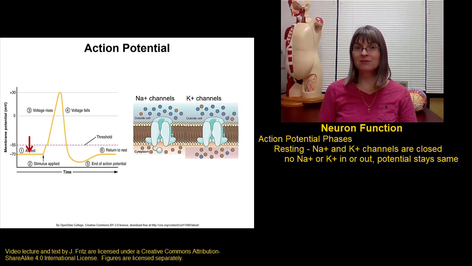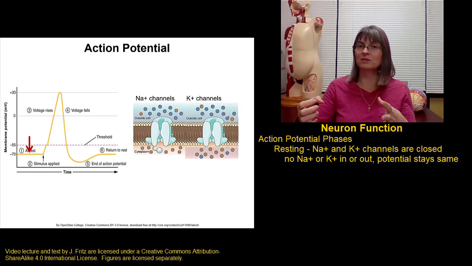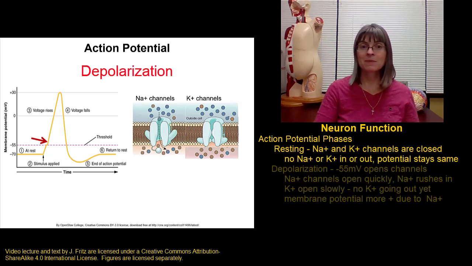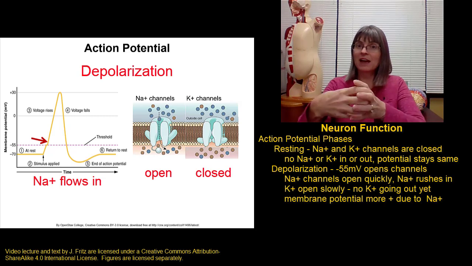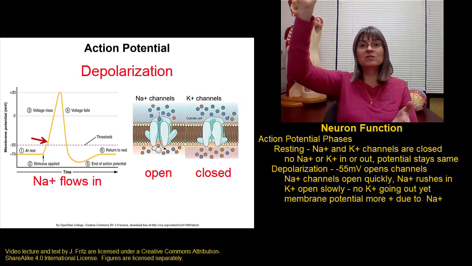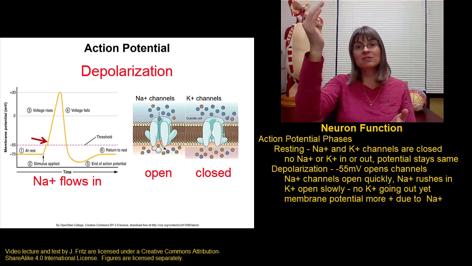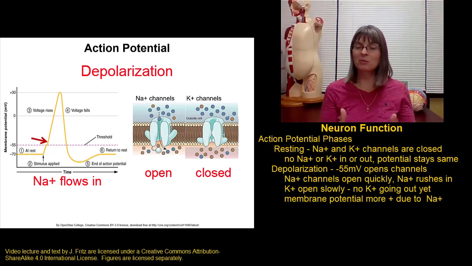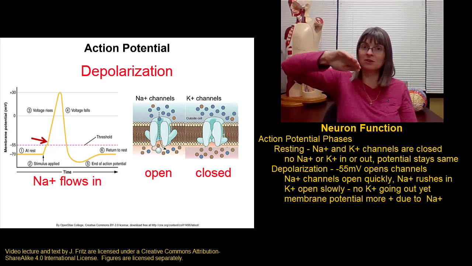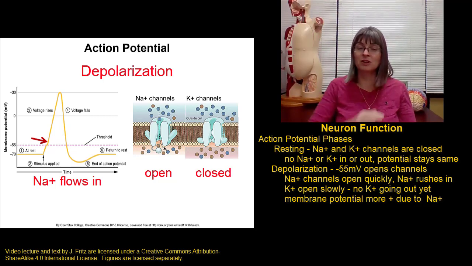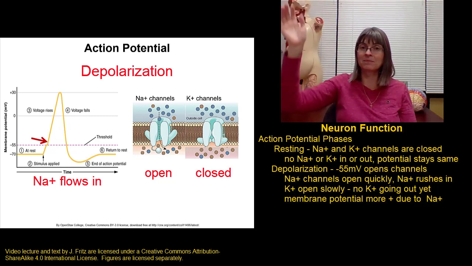Once we reach the magic minus 55, that's the trigger that opens these channels. Both the sodium channels and the potassium channels are triggered to open at the same time. But the voltage-gated sodium channels open fast and the voltage-gated potassium channels open slowly. So for a while, after we reach that magic minus 55, we've had those sodium channels spring open and sodium is rushing into the cell. As sodium rushes into the cell, the inside of the cell becomes more positive. That's why we see this increasing depolarization of the action potential as the membrane potential gets higher and higher.